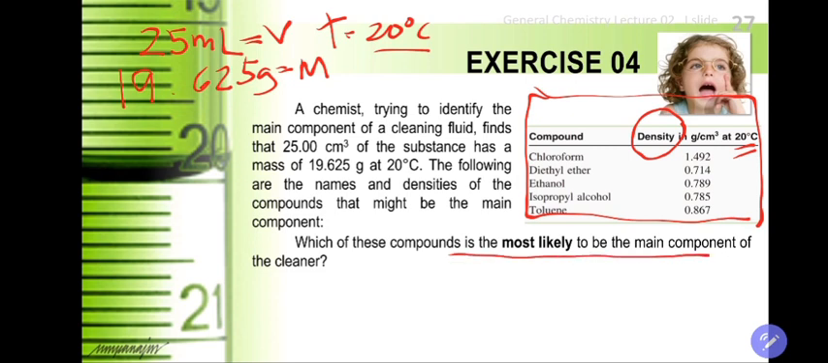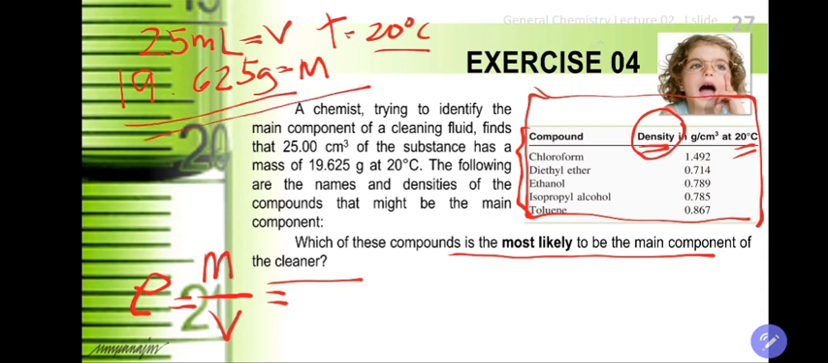Yan yung question natin. So, para malaman natin, para matingnan natin dito sa table na to kung ano ba yung compound natin, hahanapin natin yung density nung compound. So, density or rho is mass per unit volume. So, mass over volume. So, yung mass natin sa given example is ito, kasi sabi, has a mass of 19.625 grams.